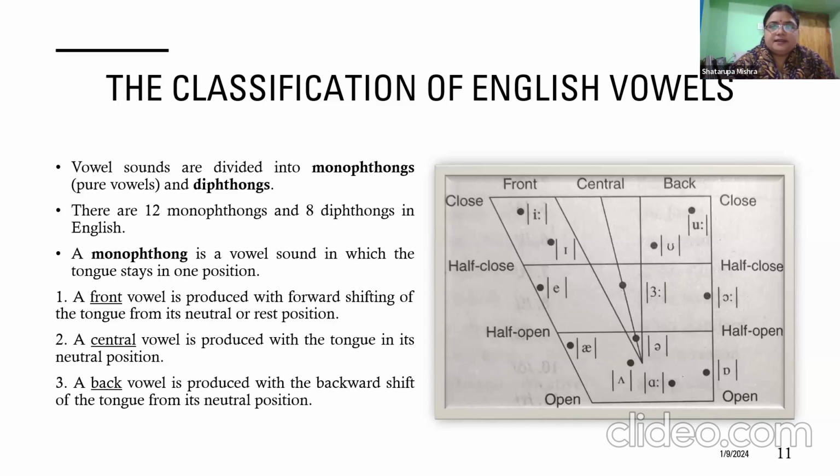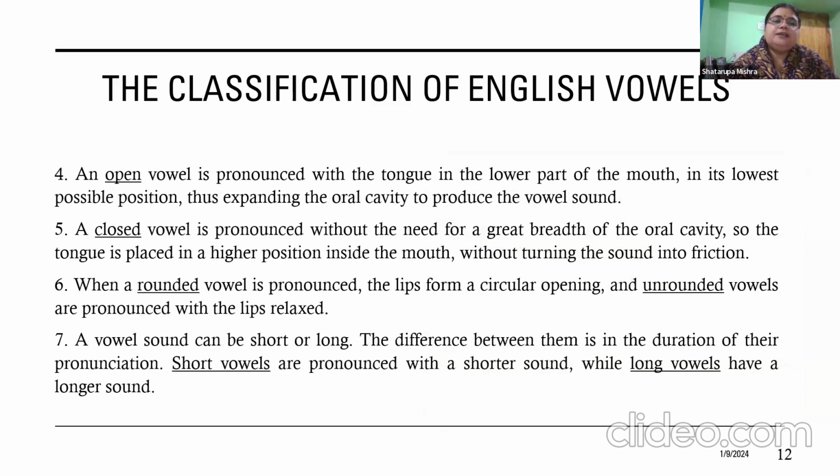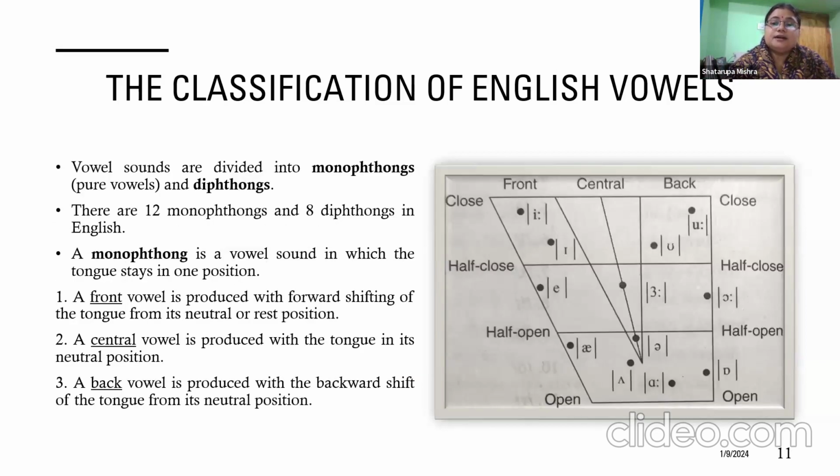Okay. Now, remember the other terms as well, open and close. And then between open and close, we have different positions, half open, half close, for back as well as front vowels. Just remember, so we will understand what we mean by open and closed vowels. An open vowel is pronounced with the tongue in the lower part of the mouth. So the tongue will be in the lower part of the mouth.